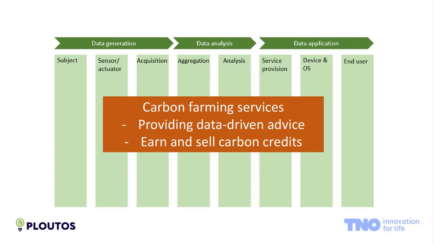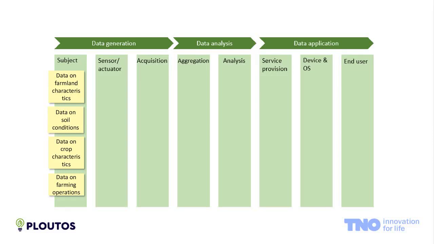To support the service, data should be collected on the general characteristics of the farmland as well as the conditions of the soil. These data points help to understand the carbon richness of the soil. Additionally, data should be collected on the farming operations that are being executed. Based on this, the service can provide advice on how these operations can be improved for sustainability.